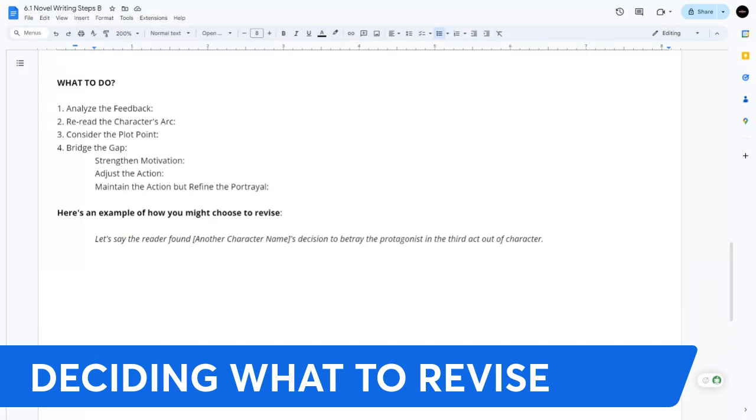So bear that in mind. Here's an example of how you might choose to revise. Let's say the reader found another character's decision to betray the protagonist in the third act out of character, right? Upon reviewing their arc, you might realize that while ambitious, they've always prioritized loyalty. So you could add a scene earlier in the third act where so-and-so discovers a secret about the protagonist that throws their loyalty into question. This new information could provide a stronger internal conflict leading to their betrayal. Ultimately, you want to remember that the goal is to ensure that the character's actions feel believable and flow naturally. Be careful when considering the reader's feedback and analyzing your characters, because it could actually mislead or misdirect you when making choices in your revision.